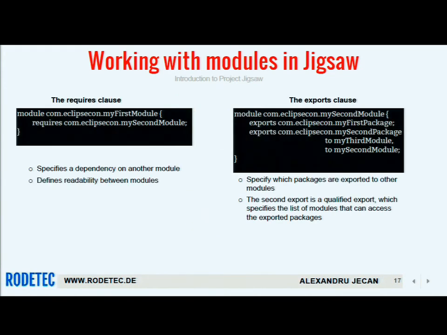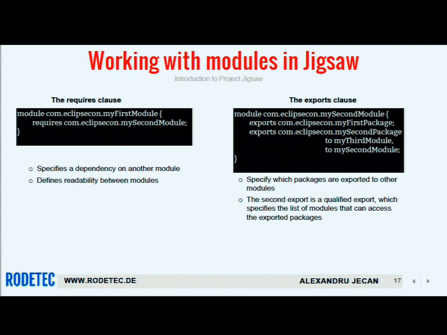The requires, as you can see, my first module requires my second module. So in this case, my first module can access the types from my second module that are exported. And my second module exports my first package. So my first package will be accessible in my first module because I read my second module and my second module exports this package.